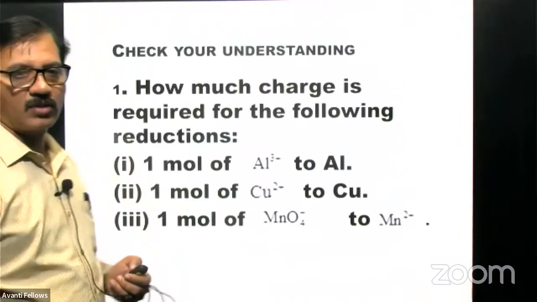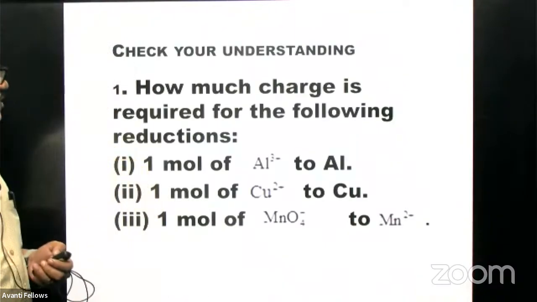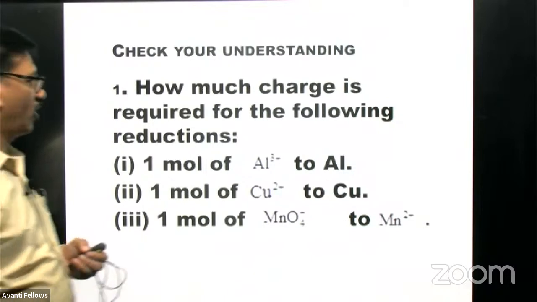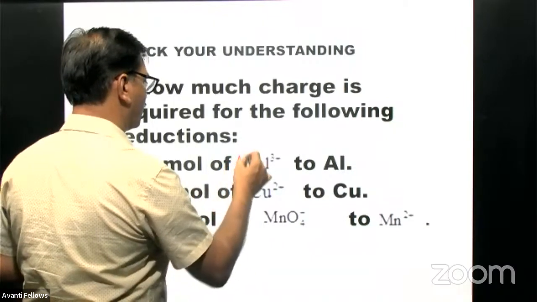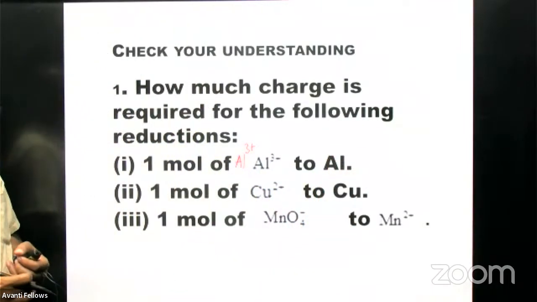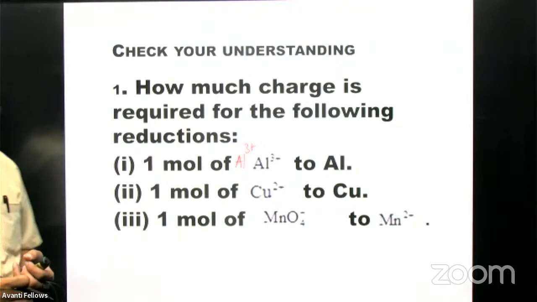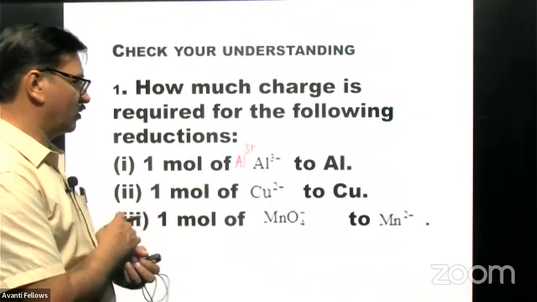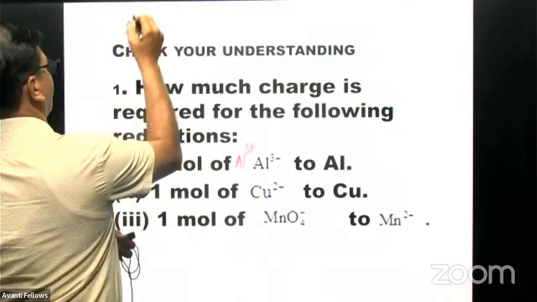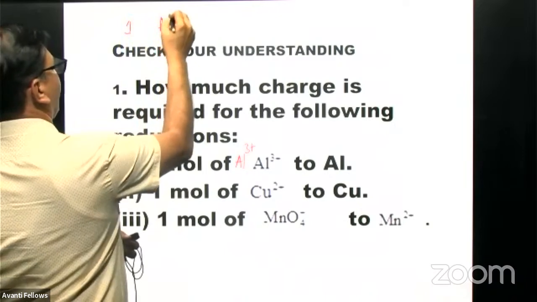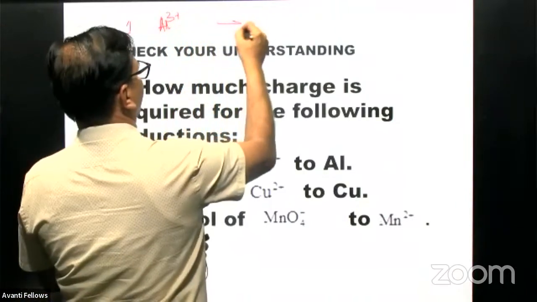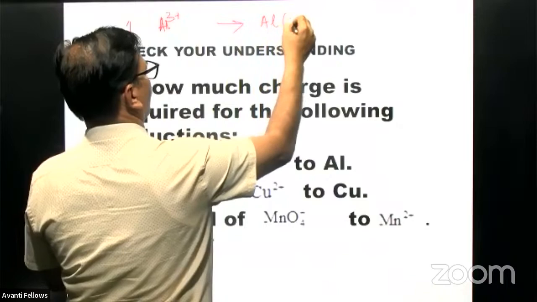Okay. Let's check the understanding and take up a few questions of that kind. How much charge is required for the following reduction? 1 mole of Al3+ to Al. How much charge is required for the reduction of this? For solving such questions, the equation to be written is: the Al3+ aluminium 3+ ion is to be converted into solid aluminium.